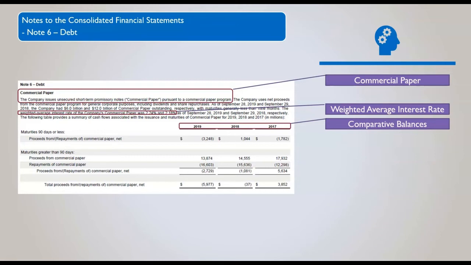We can see that there are 3 years of comparative balances. The rationale for this is that since this table highlights the proceeds and repayments activity of the commercial paper program, this table includes 3 years of information, similar to the profit and loss statement, P&L, and the cash flow statement.